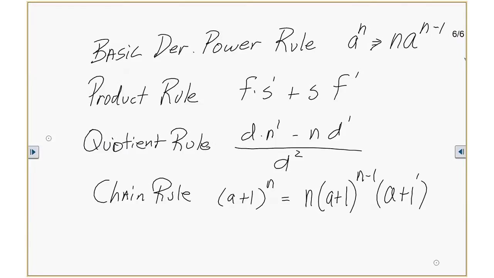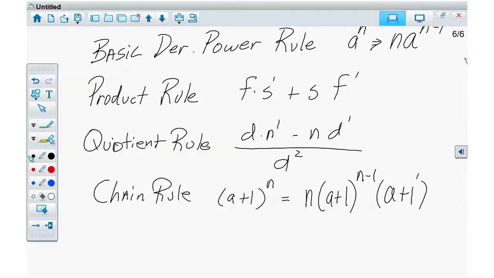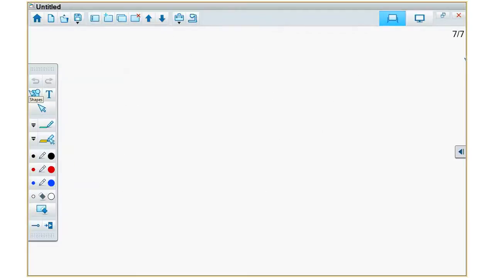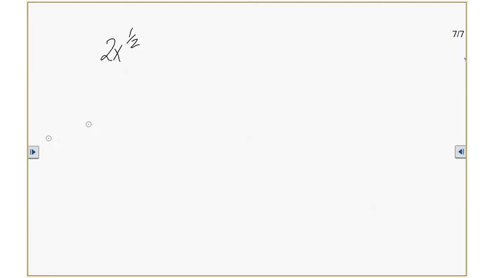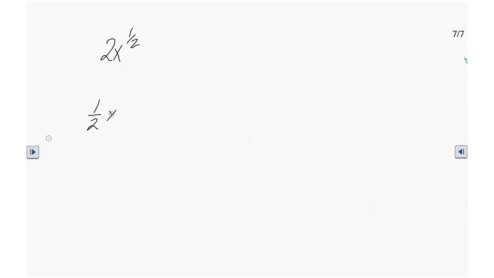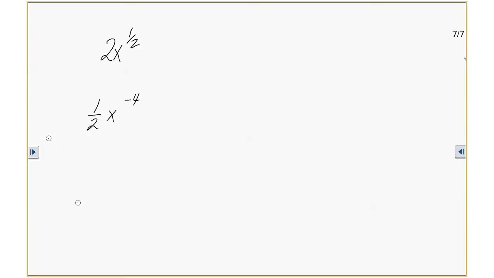So, let's do a couple of these. 2x to the 1/2. 1/2 x to the negative 4. Trying to think of a good one.